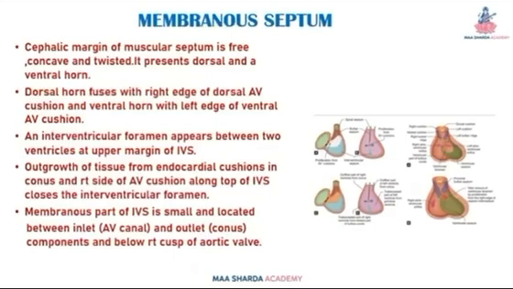Cephalic margin of muscular septum is free, concave and twisted. It presents dorsal and ventral horn. Dorsal horn fuses with right edge of dorsal AV cushion and ventral horn with left edge of ventral AV cushion. An interventricular foramen appears between two ventricles at upper margin of IVS. Outgrowth of tissue from endocardial cushions in the conus and right side of AV cushions along top of IVS closes this interventricular foramen. Membranous part of IVS is small and located between inlet and outlet component and below right cusp of aortic wall.